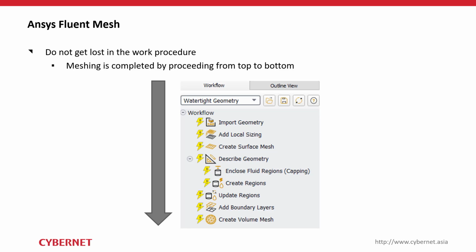And then afterwards, you can describe your geometry in more details. Where is the inlet? Where is the outlet? Where is the walls? And then you can add boundary layers as well at the wall to further compensate the separation at the wall. And then finally create the volume mesh, I should say. So just follow the workflow from top to bottom.